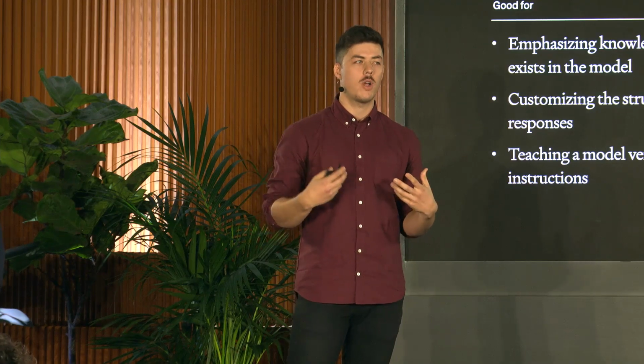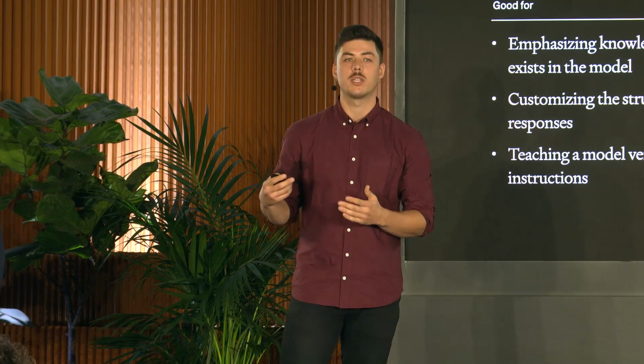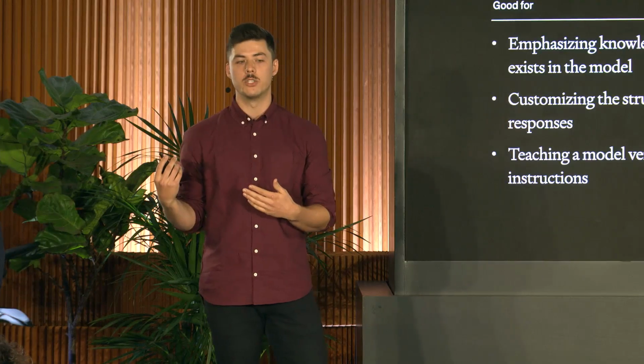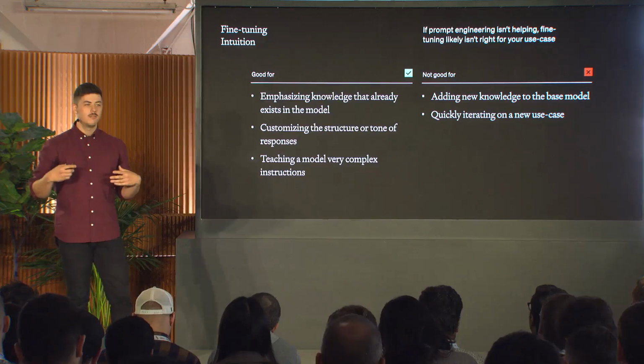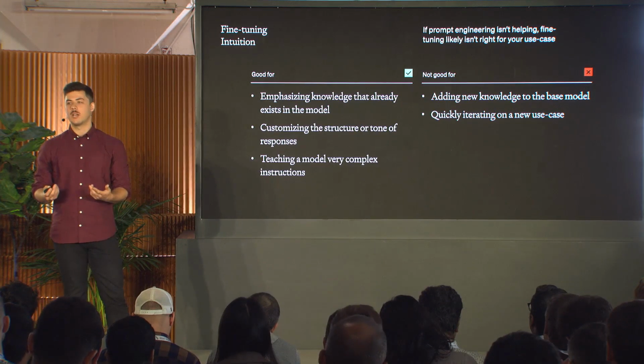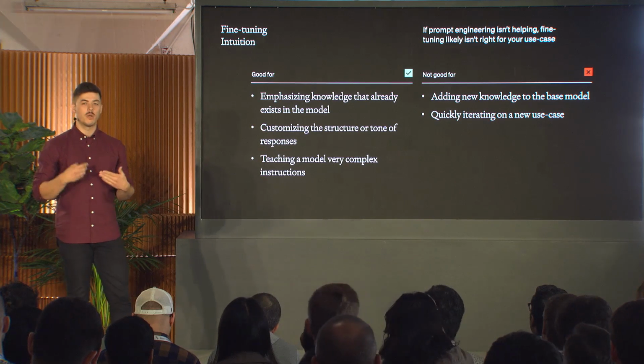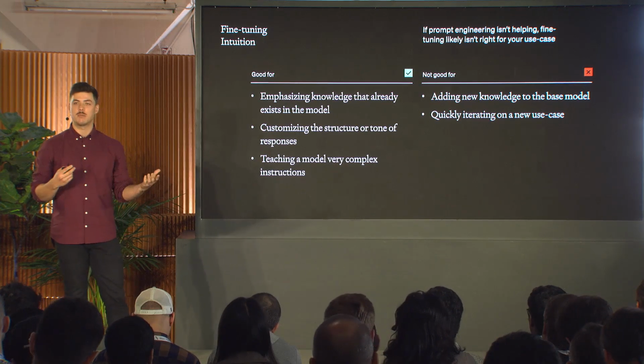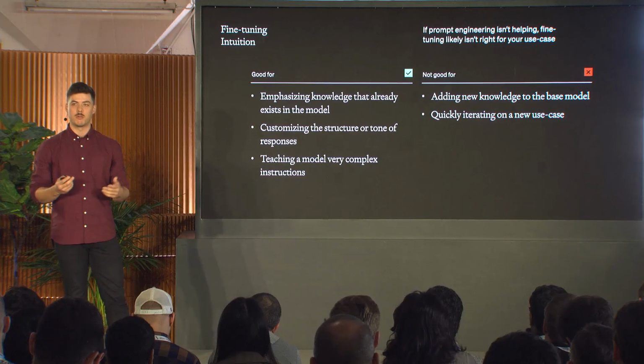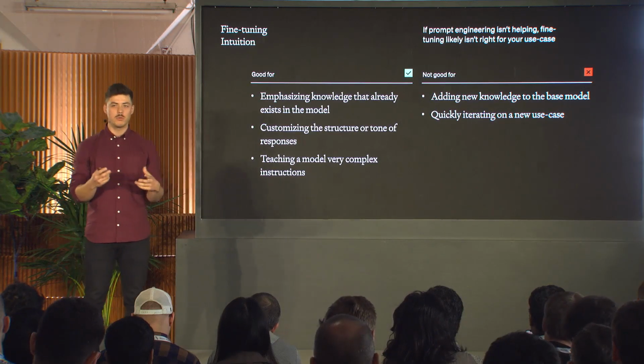So if you're trying to get new knowledge into the model, you really want to look at something like RAG, for all the reasons that Colin just mentioned. Next, fine-tuning is not great for quickly iterating on a new use case, okay? If you're fine-tuning, it's a relatively slow feedback loop. There's a lot of investment, right, for creating the data set and all these other components of fine-tuning, so don't start off with it.